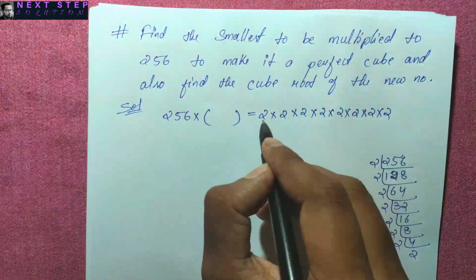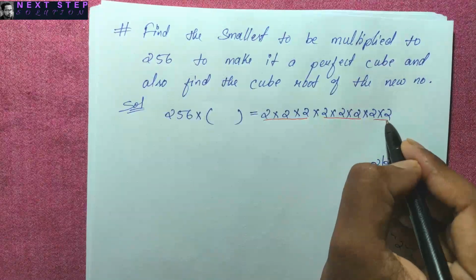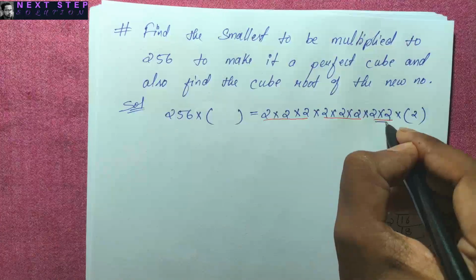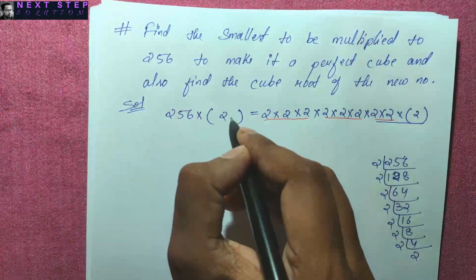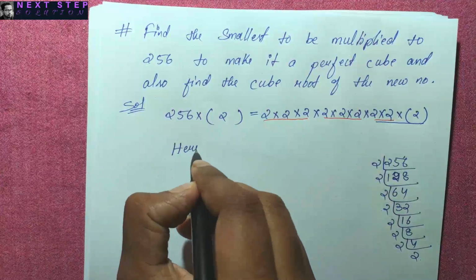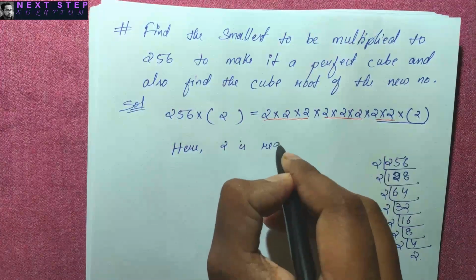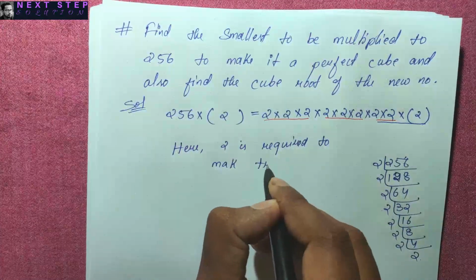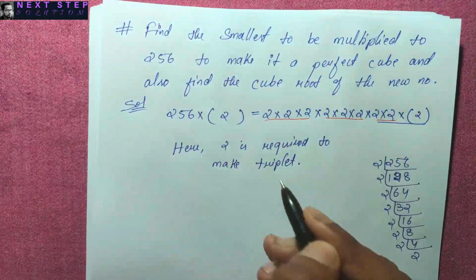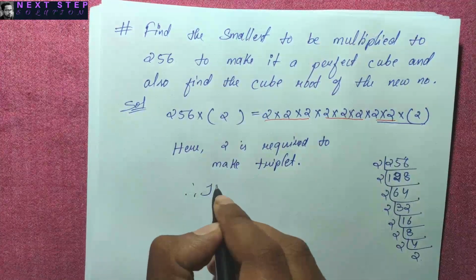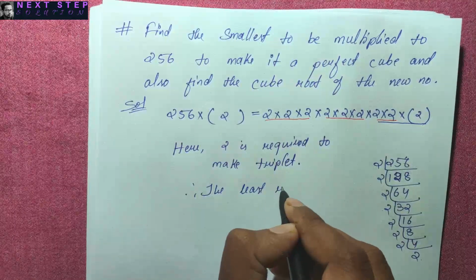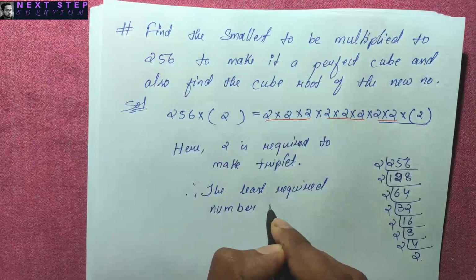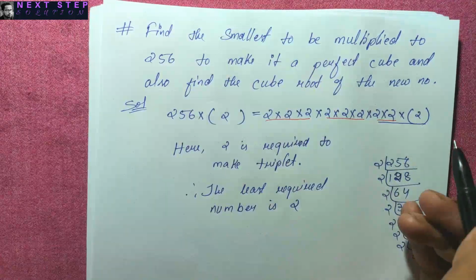Now, if we observe, this is a triplet, this is a triplet, and we need one more 2 to make this a triplet. So we multiply with 2. The least number is 2. Here 2 is required to make a triplet. So, therefore, the least required number is 2. If we multiply with 2, it becomes a perfect cube.